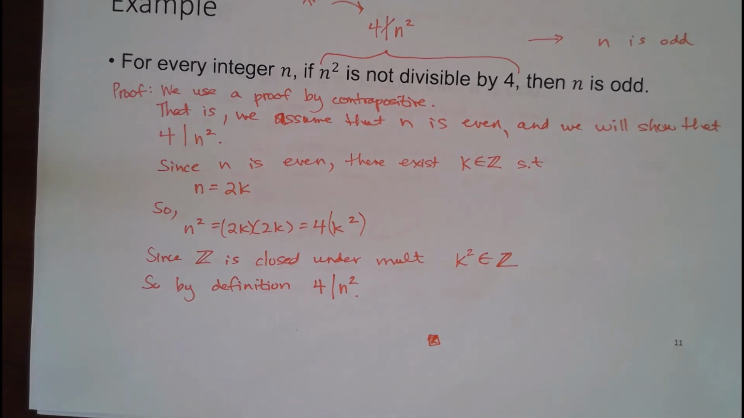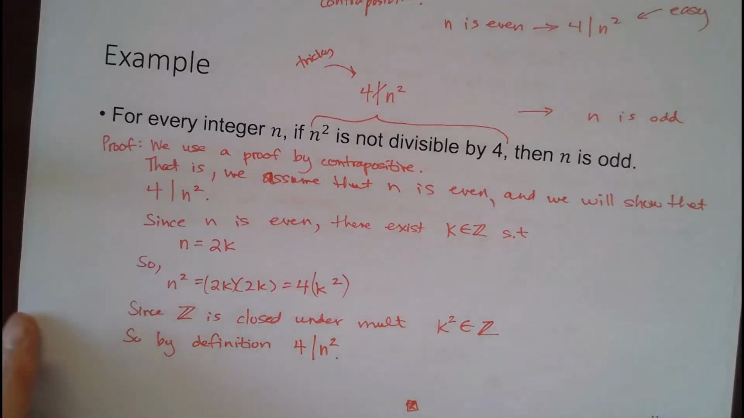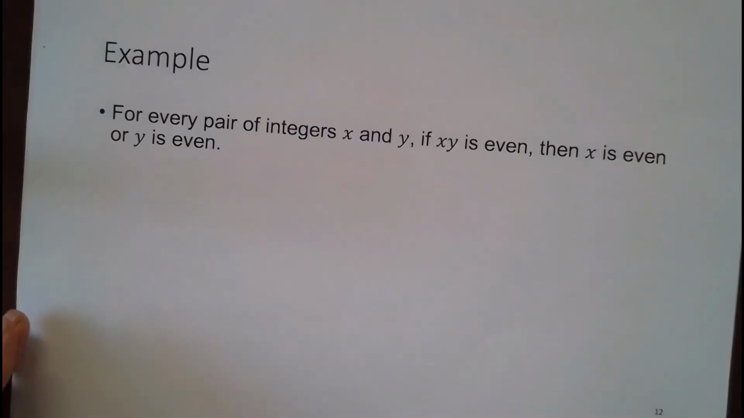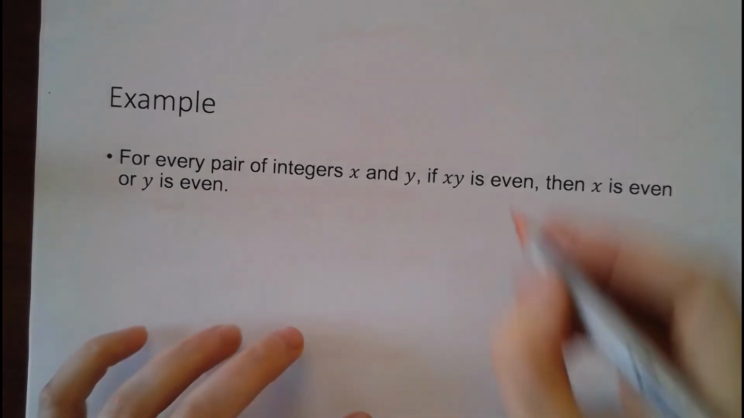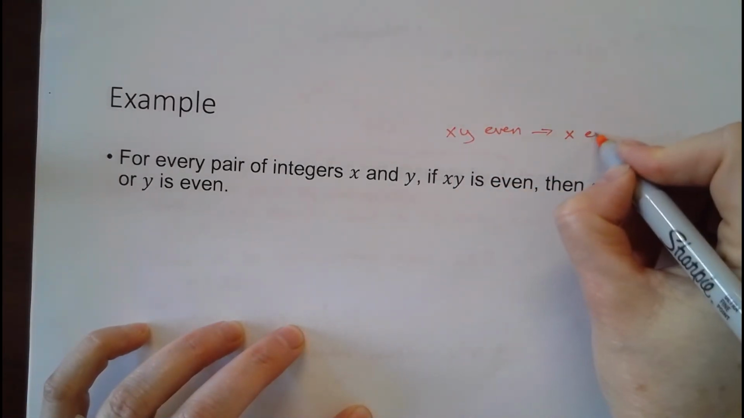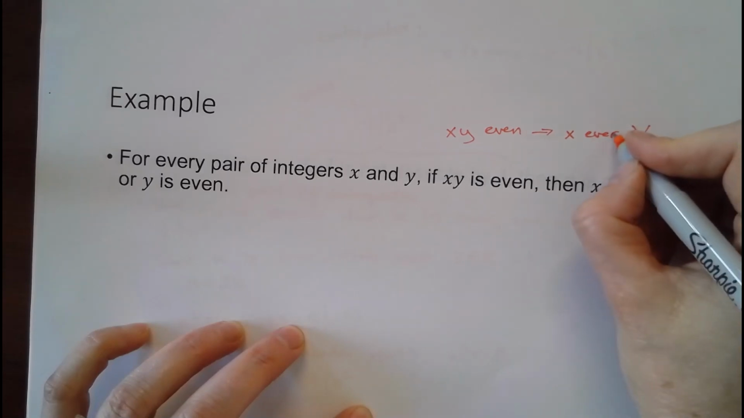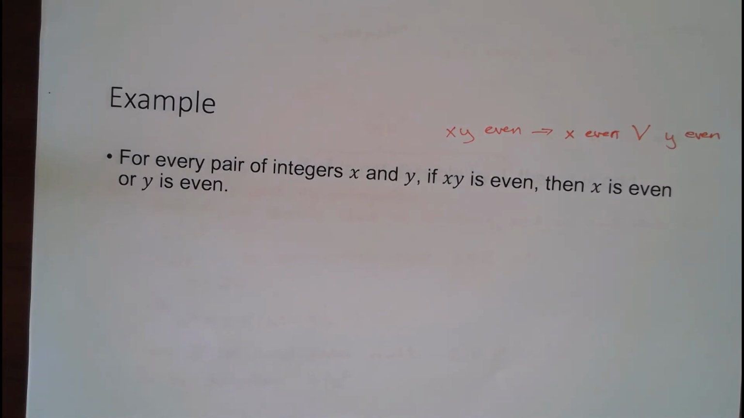We've got time for one more, and we'll call it a day. All right. For every pair of integers x and y, if the product xy is even, then x is even or y is even. Okay, so we have xy being even implies that x is even or y is even. That's kind of what we have. Okay. And that doesn't seem like too bad.